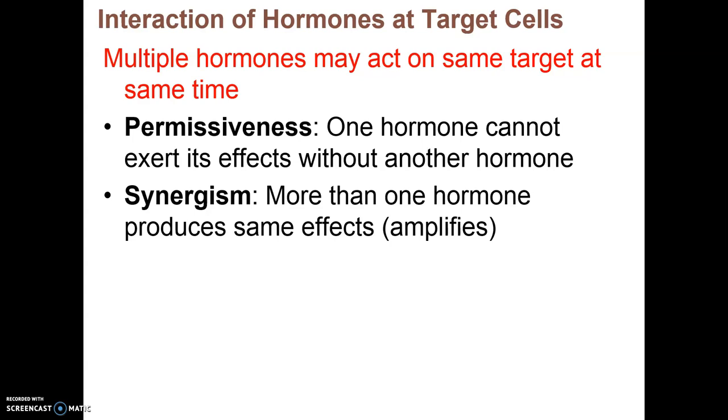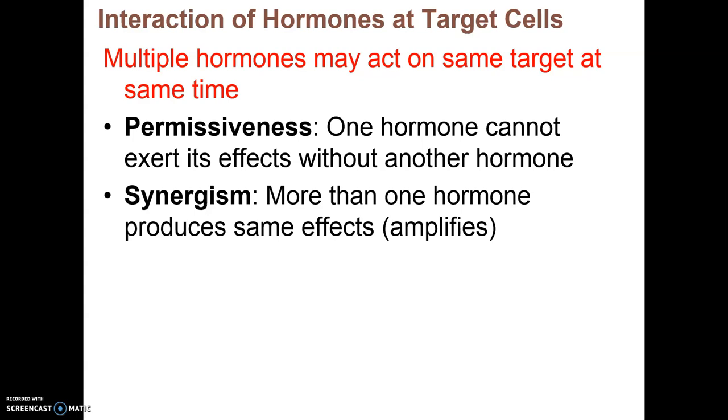Permissiveness. One hormone cannot exert its effect without another hormone, like permission. For example, follicle stimulating hormone causes the development of the ovaries in females and testes in males. But it also needs the presence of thyroid hormone for the proper development of the reproductive organs. So, permissiveness.